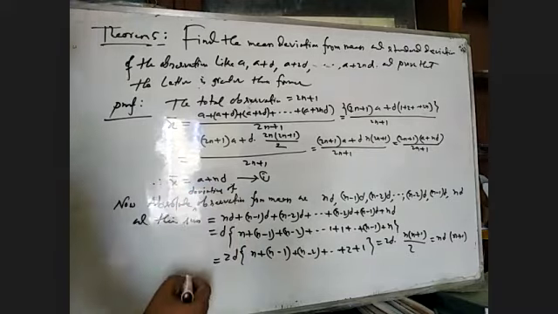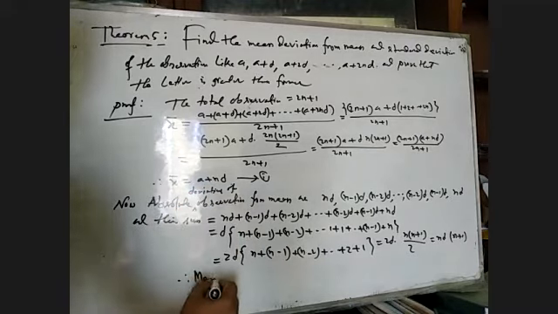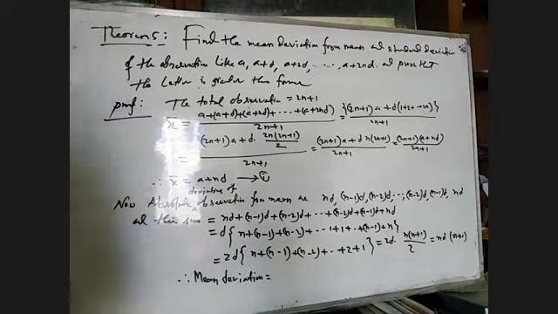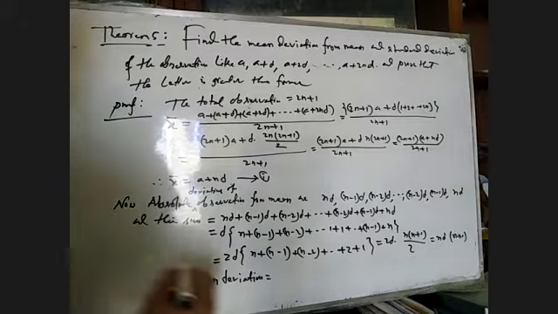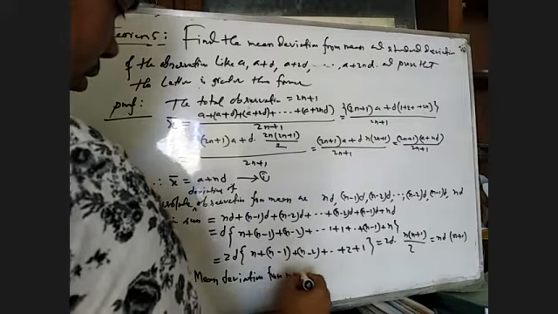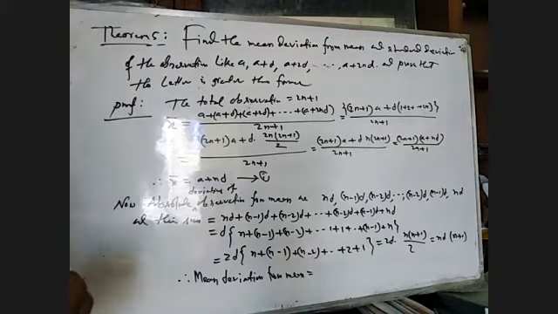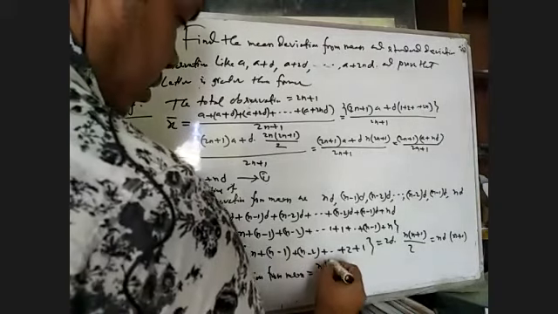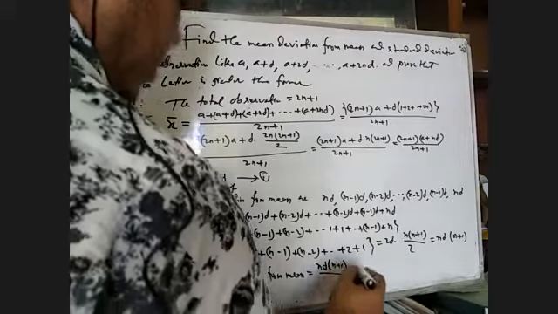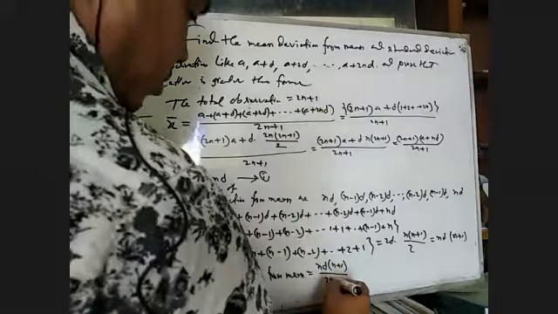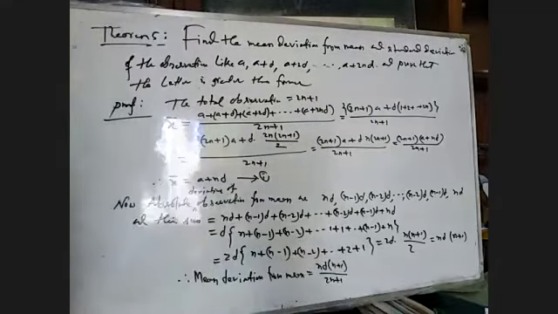So mean deviation, therefore mean deviation from mean equals to what will be? nd into n plus 1 divided by twice n plus 1, total number of observations. Okay, this is the mean deviation from mean.